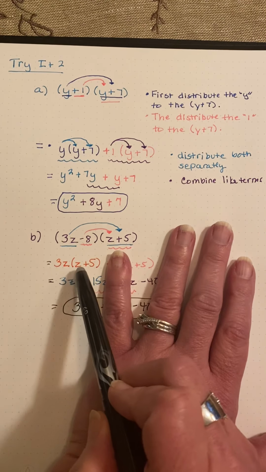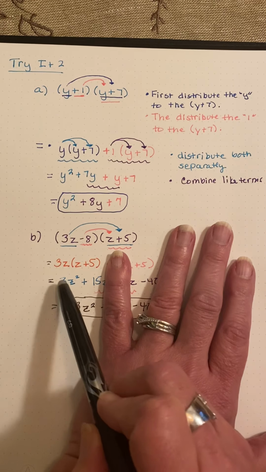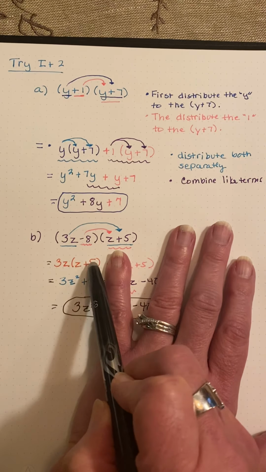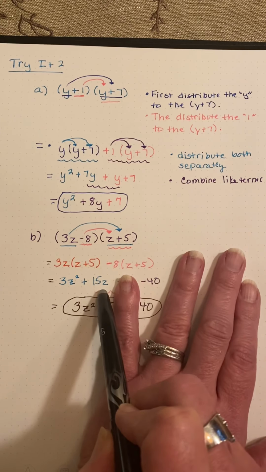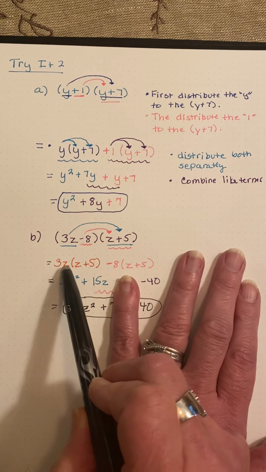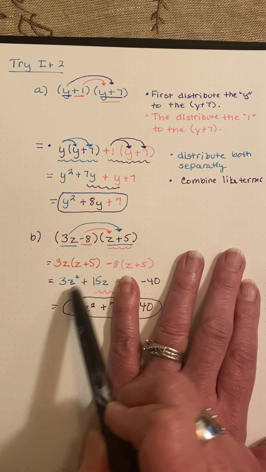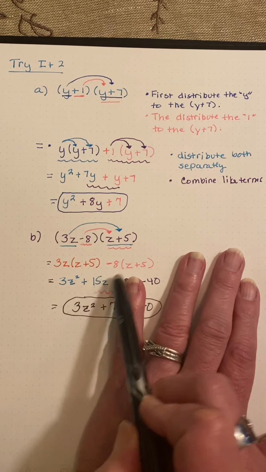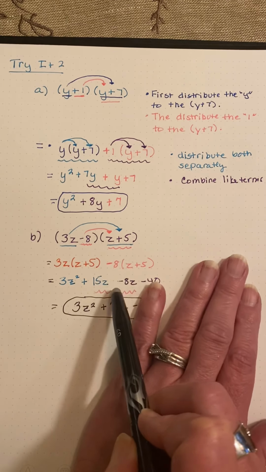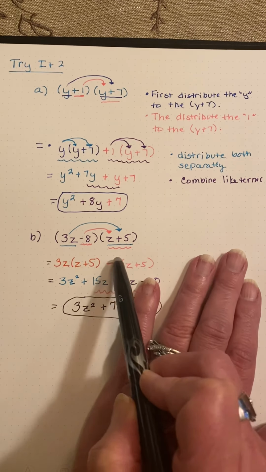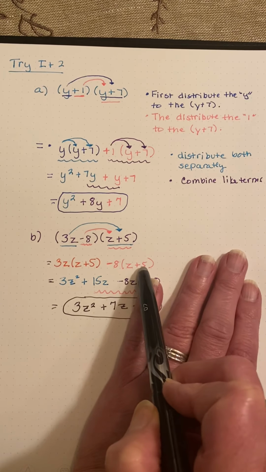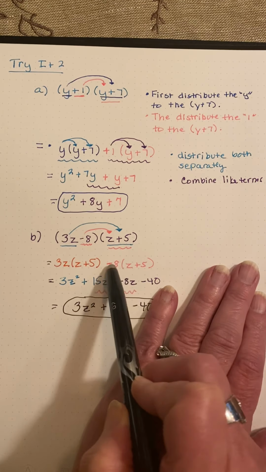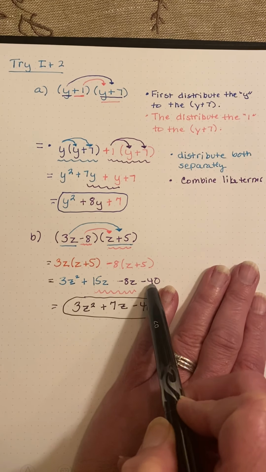So 3z times z is 3z to the second. 3z times 5 is 15z. So do you see how I have to keep that z and that 3, and I have to use them both simultaneously at the same time. Negative 8 times z is negative 8z. Negative 8 times a positive 5 is a negative 40. Remember, negative times a positive in both cases gives me negatives.